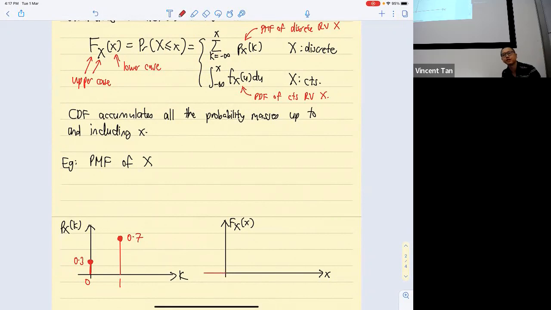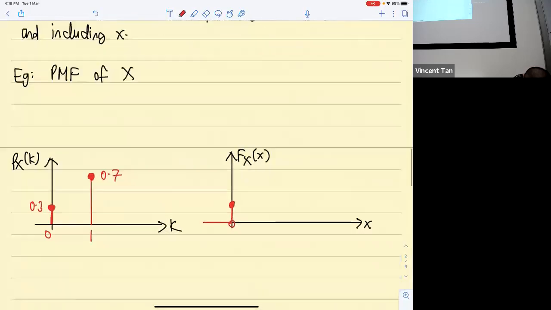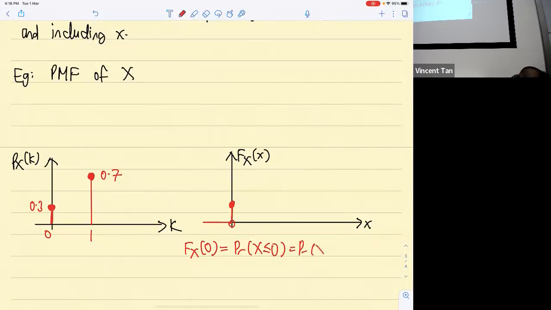Nothing happening. Now, once I reach 0, what happens? I have to accumulate the mass at 0, and the mass at 0 is 0.3. So at the point 0, the cumulative distribution function is 0.3. Okay, so it's here. Right. So we can do a simple sanity check. What is the cumulative distribution function at 0? It's the probability that x is less than or equal to 0. Now, that is exactly the probability that x is equal to 0, because the probability that x is less than 0 is exactly 0. And this is equal to 0.3. Understand? So this value is 0.3.